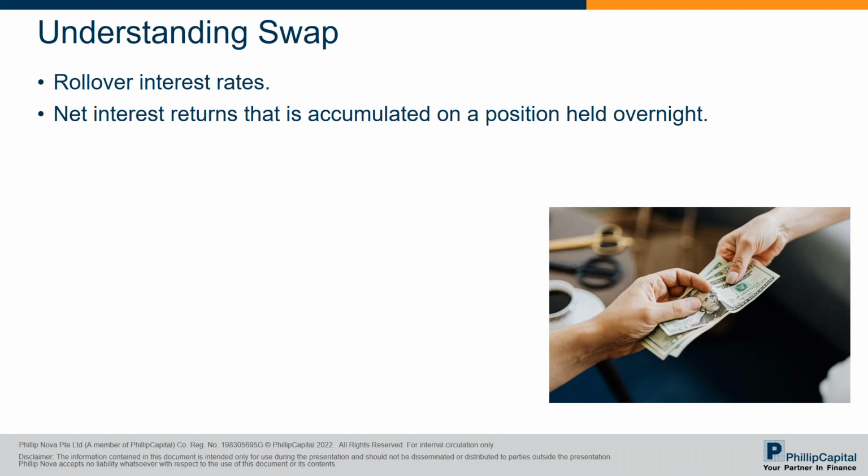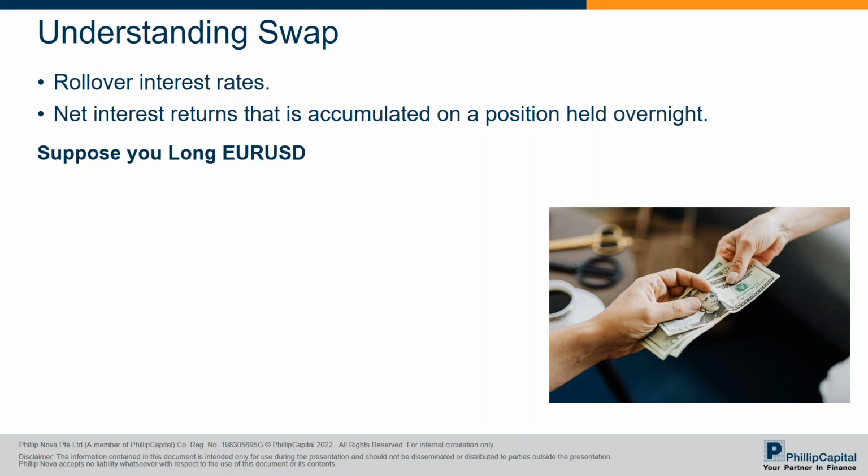Remember, when we talked about margin, you're only outlaying 5% of the entire contract value. So for the remaining 95% of the money, you are actually borrowing it. So what happens when you borrow money? You would have to incur financing cost on that. So essentially that is what swap is.